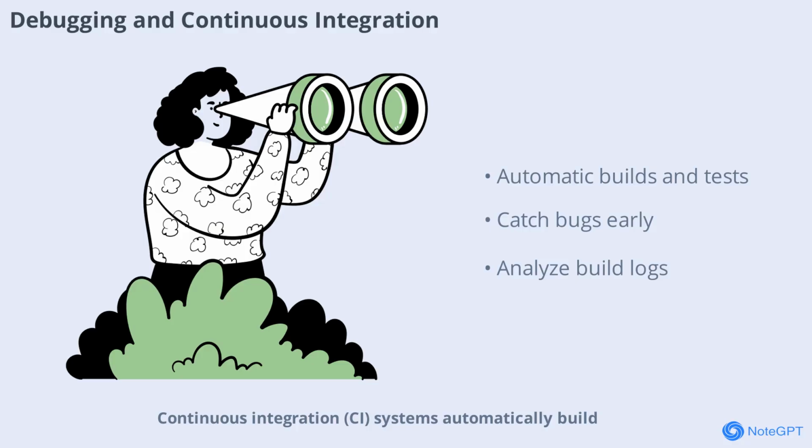Continuous integration (CI) systems automatically build and test code whenever changes are made. This helps catch bugs early before they reach production. Debugging in a CI environment involves analyzing build logs and test results to quickly identify and fix issues.